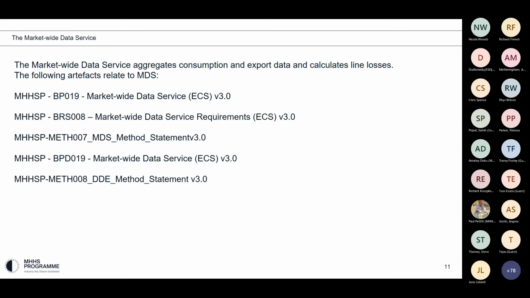And if it's BPD, that is the business process description. So each step in the business process diagram should have a matching step in the business process descriptions. Additionally, there is this other methodology statement for demand disconnection events, and that contains the split across the MDS methods and the volume allocation service methods, because both of those services need to undertake calculation in the event of a demand disconnection event.